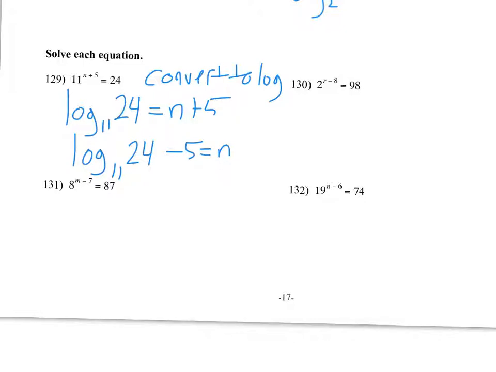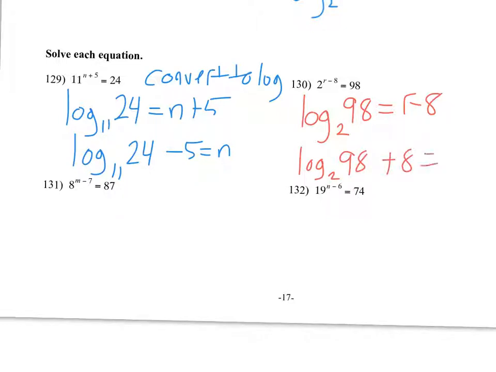For number 130, similarly, I cannot write these as common bases, so I'm going to convert this to log base 2 of 98 is equal to r minus 8. I'm going to add 8 to both sides. We get log base 2 of 98, and then plus 8 is equal to r. Be careful not to combine these terms. They look like they can add them. In fact, it's nicer to write the plus 8 or the minus 5 out in front so you don't have that issue. But here, just for the sake of time and to make sure we understand where those are coming from, I just add them at the end.